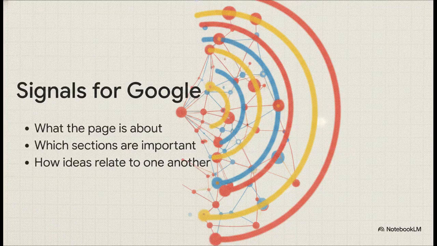Remember, Google doesn't read a page the way a human does. It analyzes patterns and looks for signals to understand context. Header tags directly tell Google exactly what the page is about, which sections hold the most weight, and precisely how all your ideas relate to one another. A well-structured page is just dramatically easier for Google to crawl and interpret.